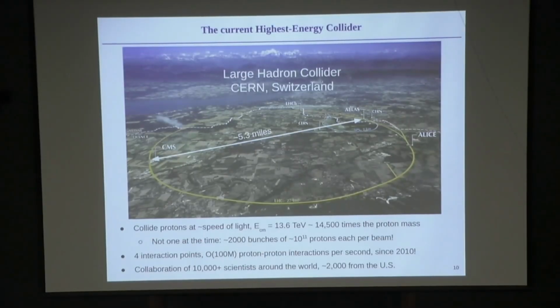Now, we don't collide one proton at a time, just because of what I told you before, we need a high rate of interaction. We need to look for rare processes as well, so that would be pretty inefficient. In fact, we inject about 2,000 bunches, each of them having about 100 billion protons, in the machine at the same time. And then each of these bunches gets to collide about 10,000 times per second. And so these basically produce on average about 100 million proton-proton interactions per second. And this has been going on since 2010.